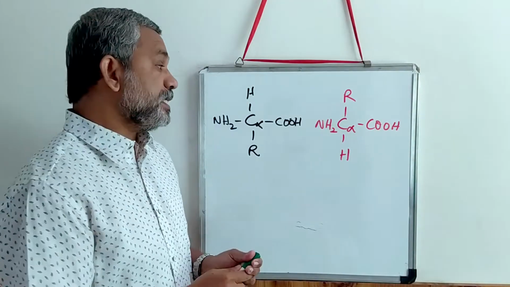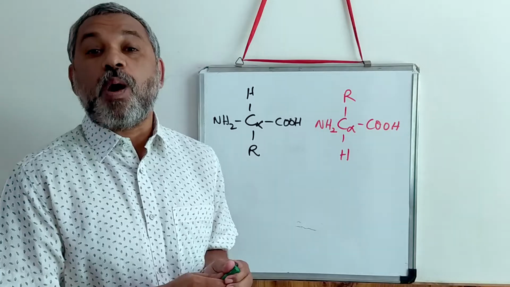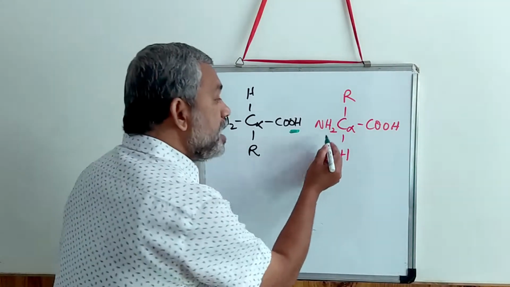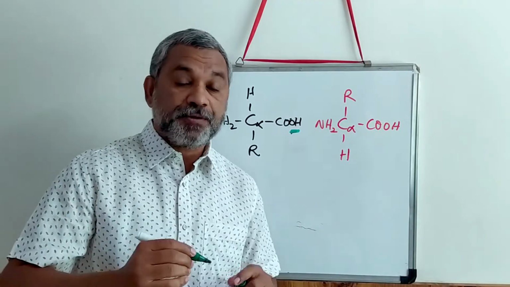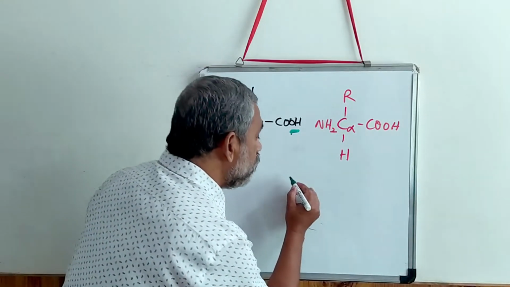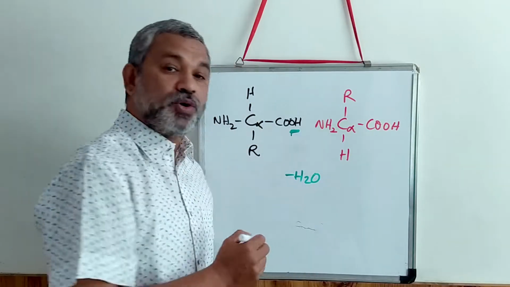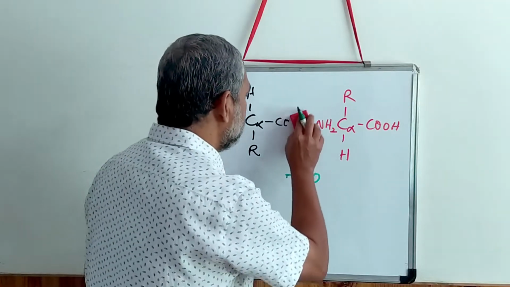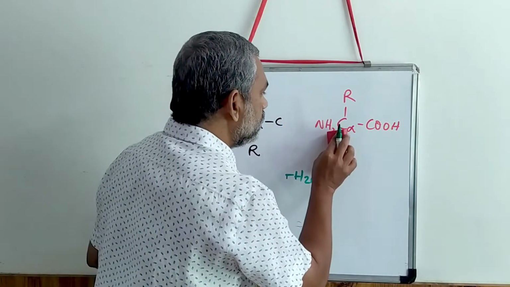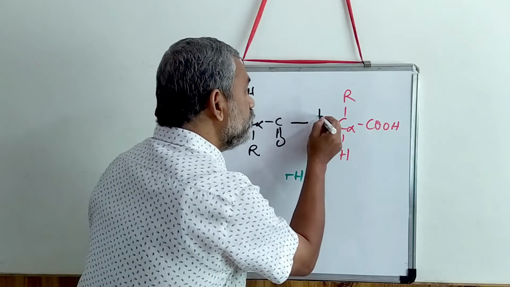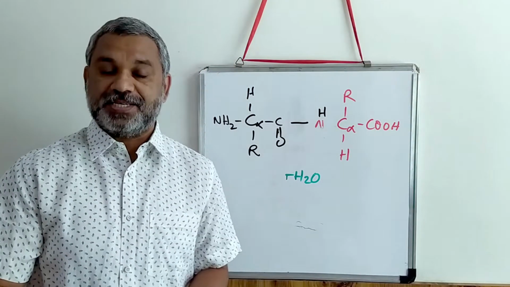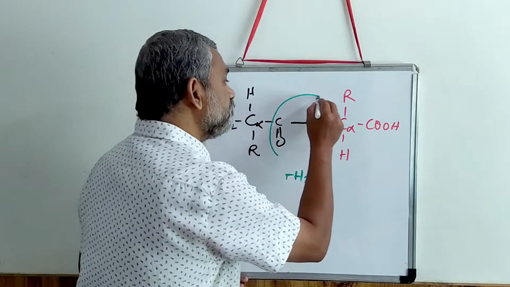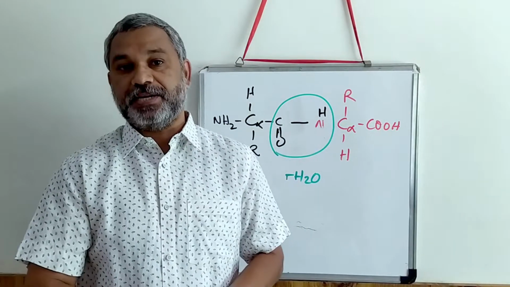Now what happens is a molecule of water is released from this carboxyl end and from this amino group. So by removing a molecule of water, you are getting a bond like this. This bond is called the peptide bond.